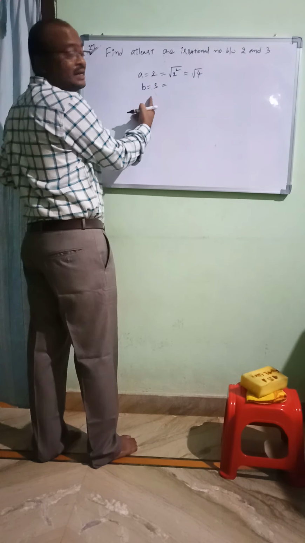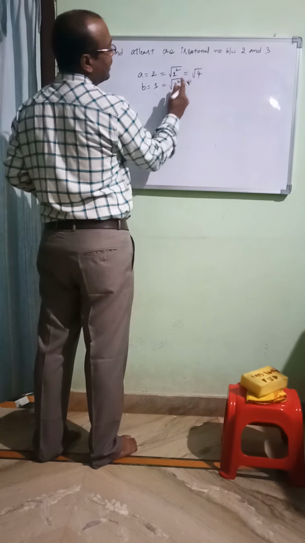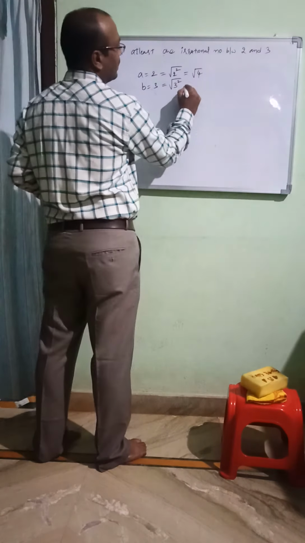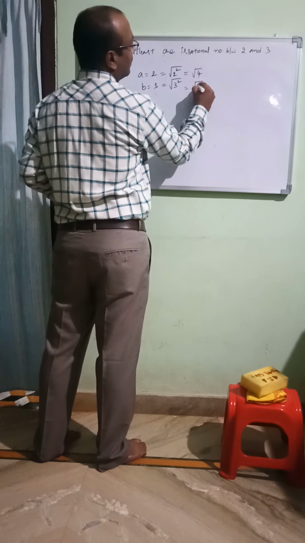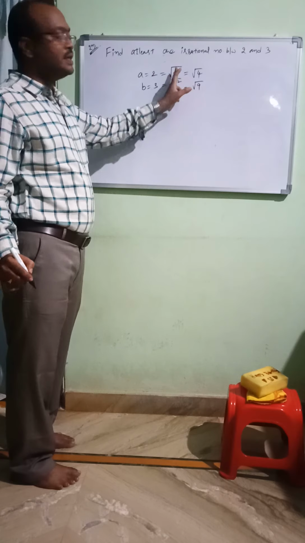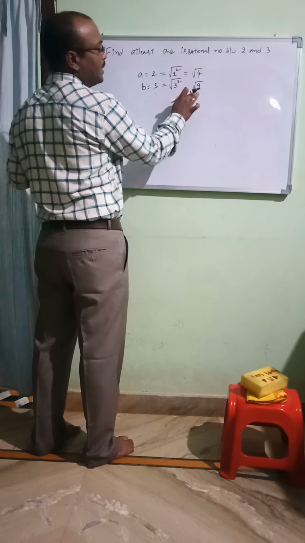Again, 3 can be replaced, children. Root of 3 square. Again square and root cancel, and we get 3. So it will be root 9. 3 square means 3 into 3, which is 9. 2 square means 2 into 2, which is 4. So 2 will be root 4, and 3 will be root 9.